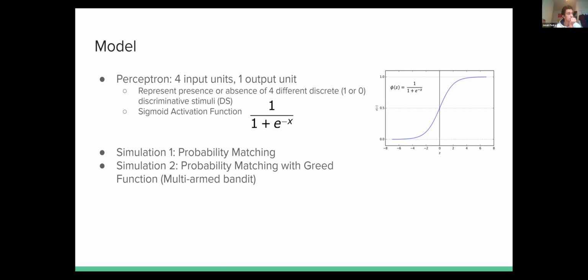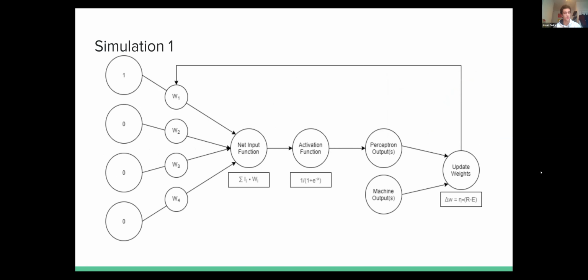As was previously mentioned, in the first simulation, the pure probability matching potential of the perceptrons was tested. Thereafter, in the second simulation, a greedy function was incorporated to allow simulation of the multi-armed bandit problem, where the perceptron tries to exploit the higher probability stimuli and as a result, test those more frequently. Here, the actual setup of the model is visible. It should be noted that one of the assumptions of this model is that only one discriminative stimulus can be activated or tested at once, and thus all stimuli would then either be a 1 or a 0.